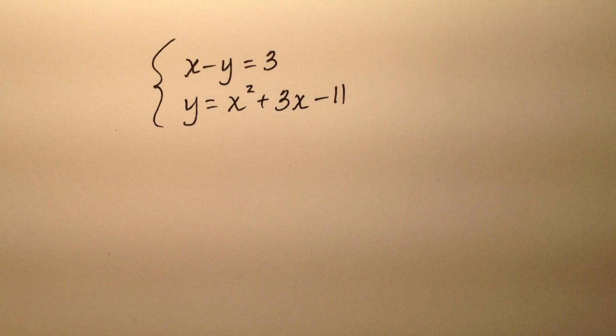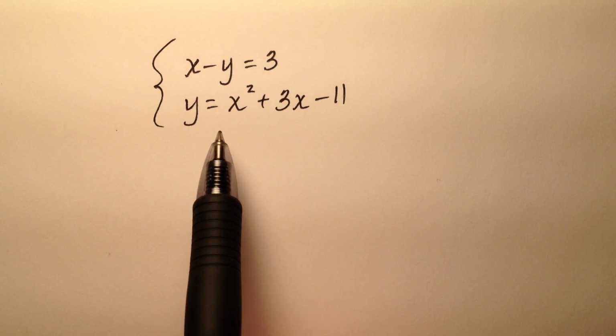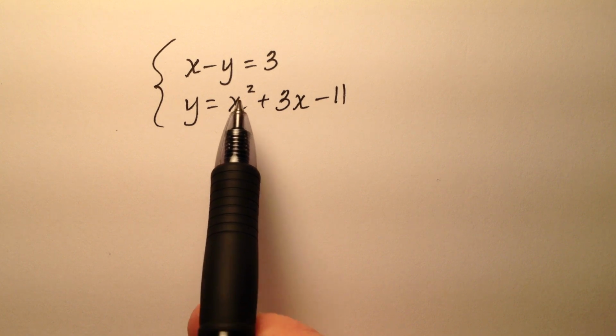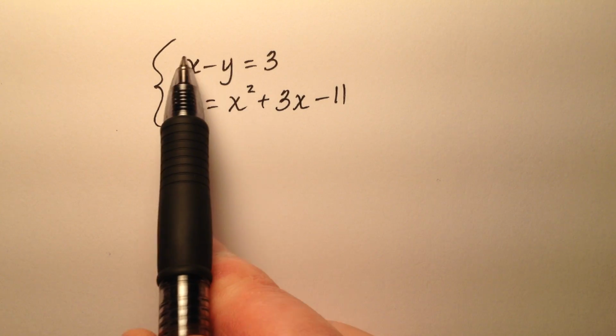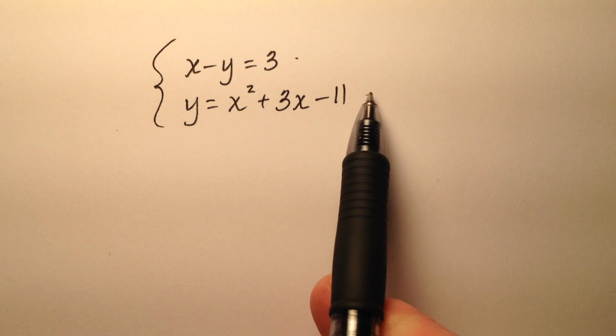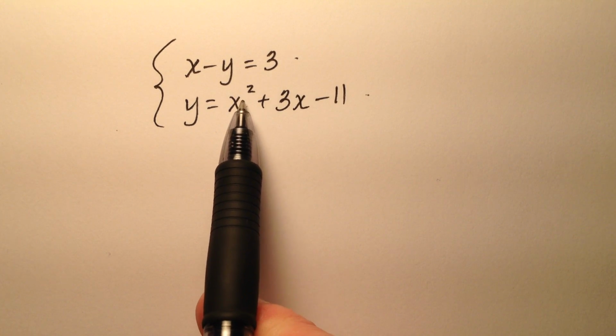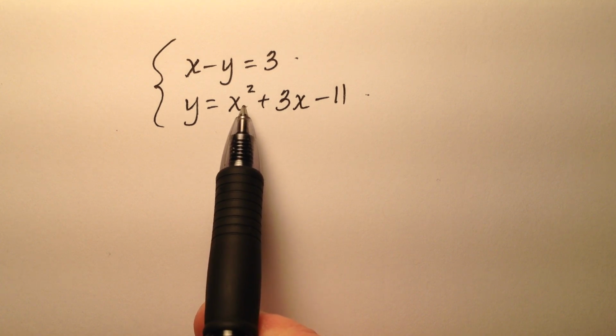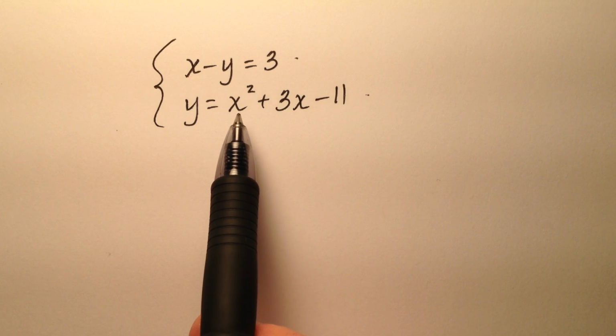In this example, we're going to solve this system of nonlinear equations. Well, it looks like our first equation is going to generate a line, but our second equation is going to generate a parabola because it's degree 2. Okay, so we know we have a couple of options here for the solutions that we're going to get.